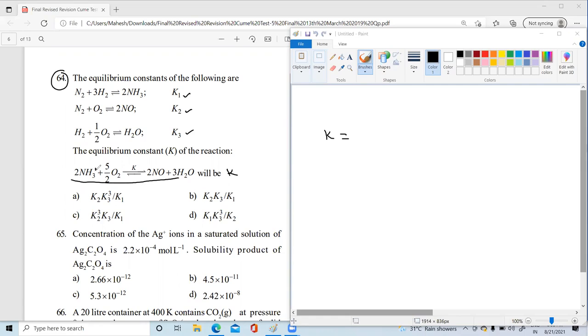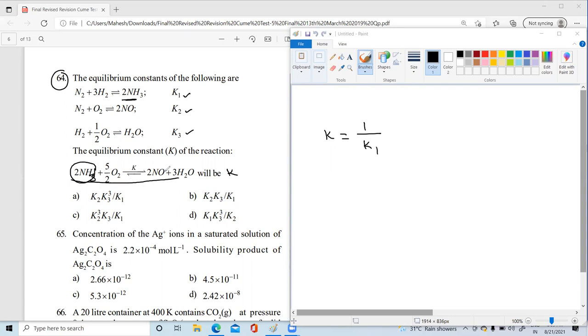Let's check here. NH3, which side is it on? NH3 in the final equation is on the reactant side. In equation number 1, it is on the left-hand side. So the reaction is reversed, and when it is reversed, its equilibrium constant should be the reciprocal. So I'm taking 1 by K1 here.